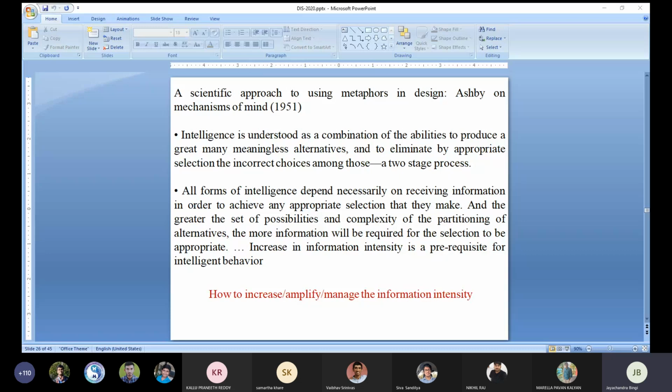So if you want to create smart systems, please remember that a smart system must be receiving all the relevant information from the environment in real time. If it is receiving all the information in real time, it can take appropriate decisions to maintain its stability while completing the tasks, while completing the goals. That's why the scientist Ashby proposed this. Here you can see Ashby, Mechanisms of Mind. If somebody is interested, you can read that. Ashby proposed that metaphorically you can understand the intelligence of any system by observing its equilibrium, what it is doing to maintain its equilibrium, and what are the information intensities flowing into the system from the environment.